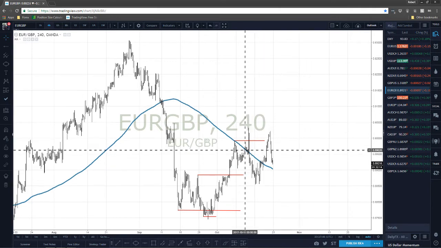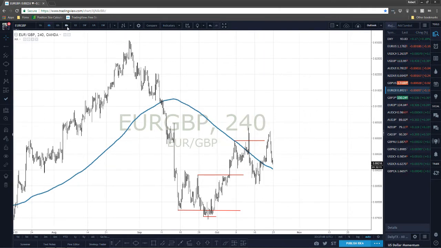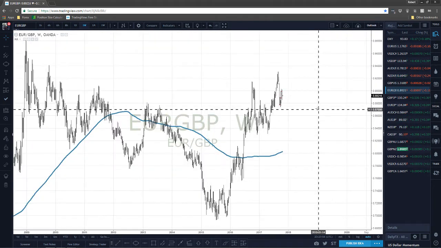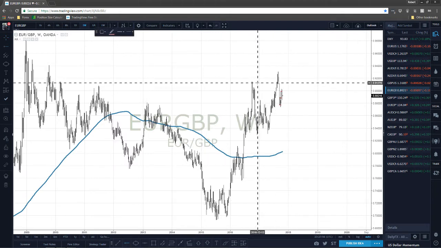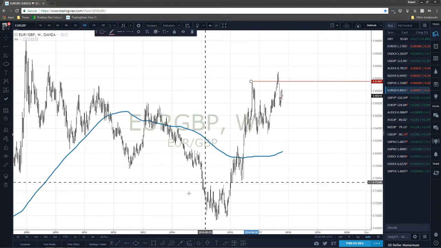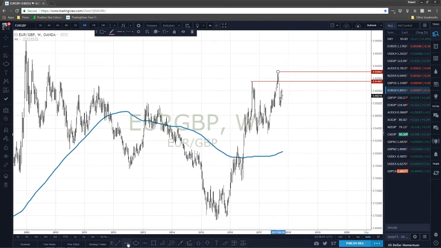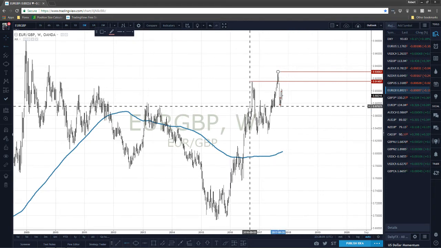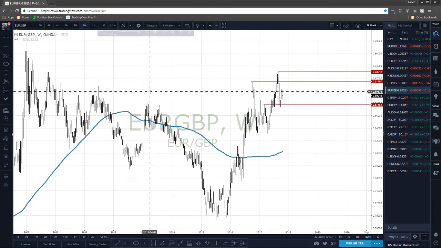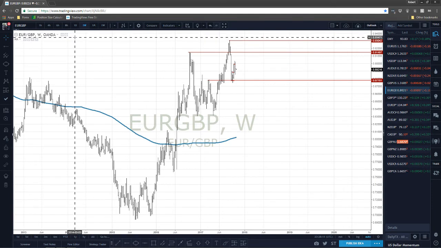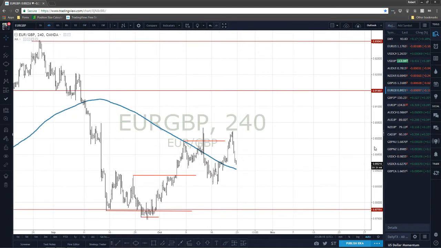Euro pound. Euro pound has been kind of a fun pair lately. Let's go to the weekly. All right. Very quickly, we'll just draw on some levels because I haven't done too much analysis with the euro pound until recently. And right here. So these are just some quick levels that we can look at that are in the range. It is a weekly chart, so this could take some time to get to. So let's drop down to the 4-hour.